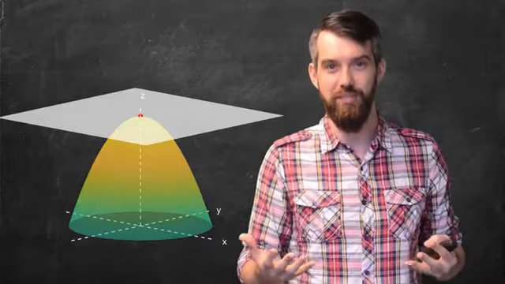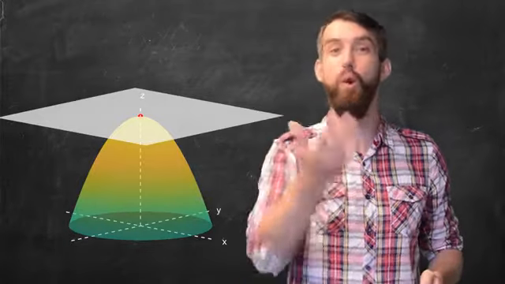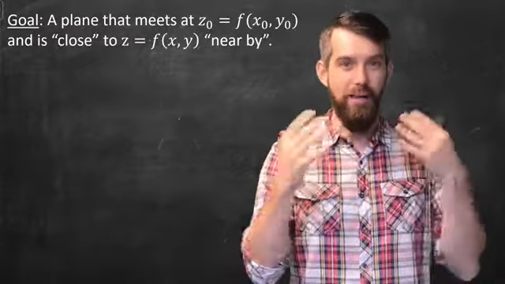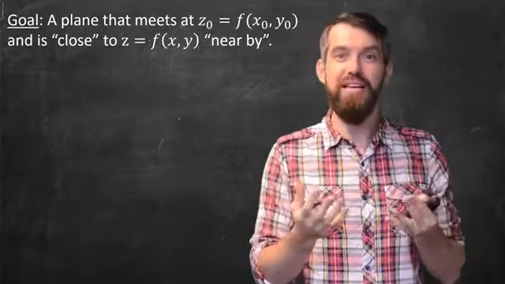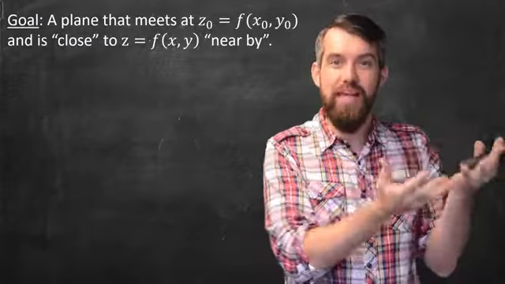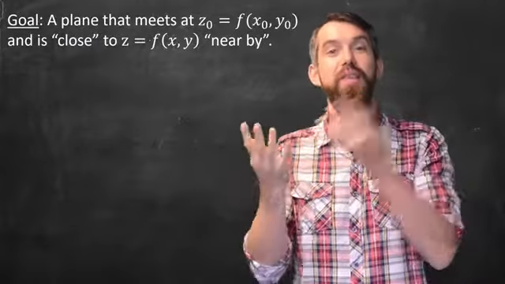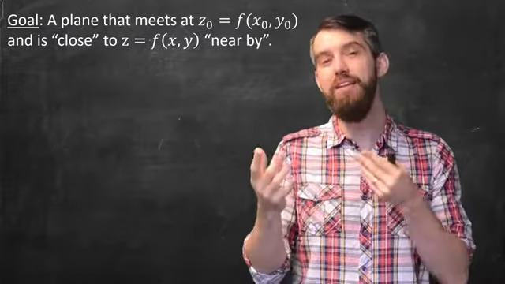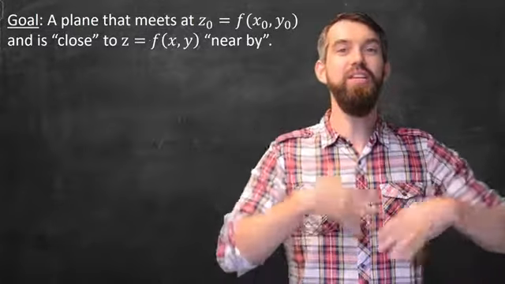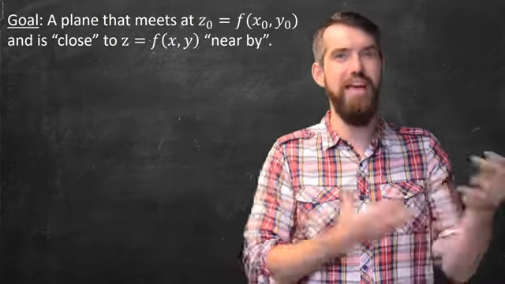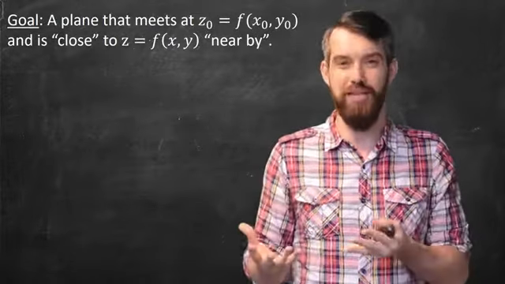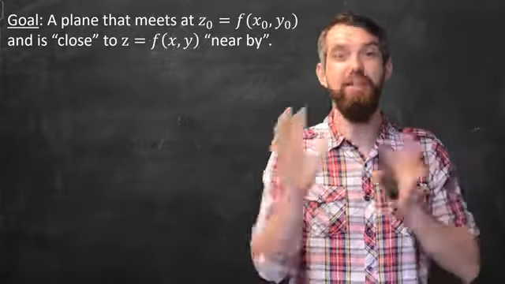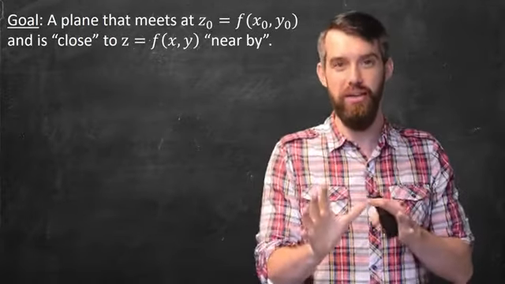So how do we find these? Well, let's begin with the goal. A loose sense of my goal is I am looking for some plane. I'm asking two things. I'm first asking that the tangent plane and the graph of my function meet at the specific point x0, y0, and z0. And then secondly, I'm asking that nearby that point, the tangent plane is close in some sense. It's close to the graph of the function, but what exactly I mean by that, let's put a pin in it, and we're going to come back to it later.